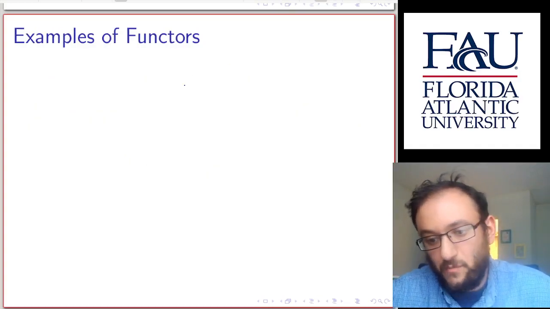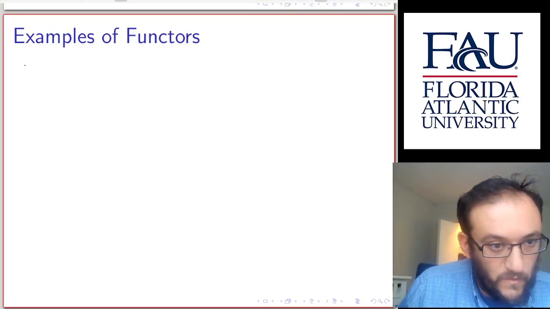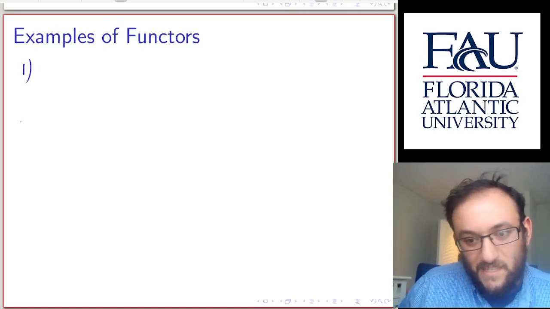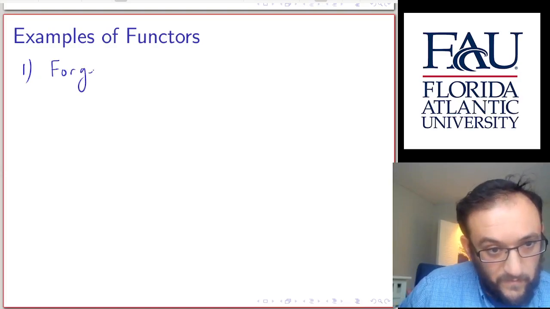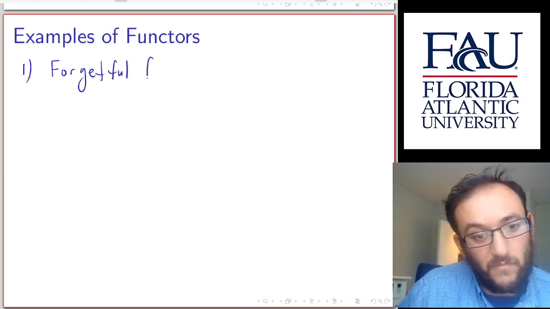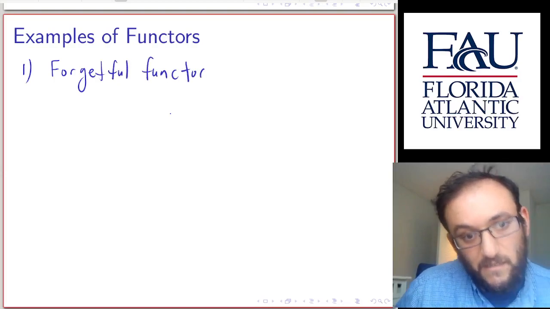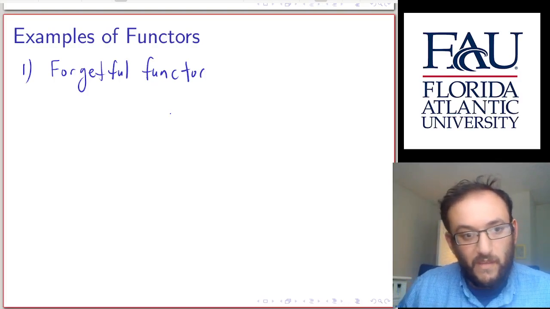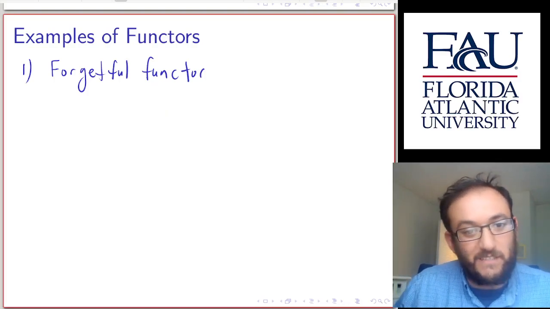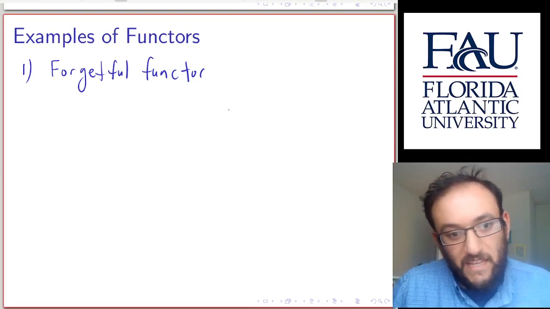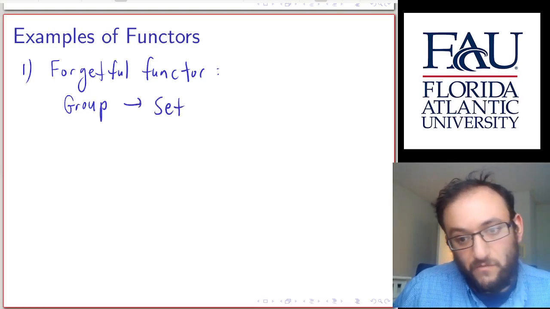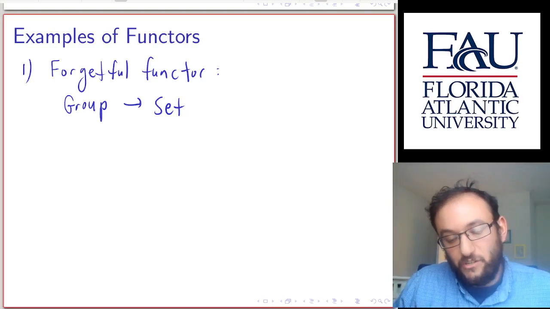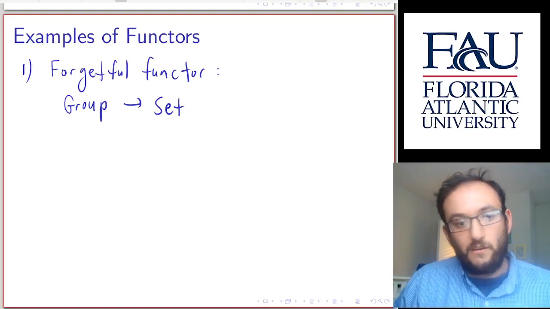And now let's look at a few examples of functors. The simplest functor is the forgetful functor. And this sends categories to less complicated categories, or basically categories with less structure. So you can send group to set by just forgetting that every object has a group structure and just thinking about all of the homomorphisms as functions on sets.